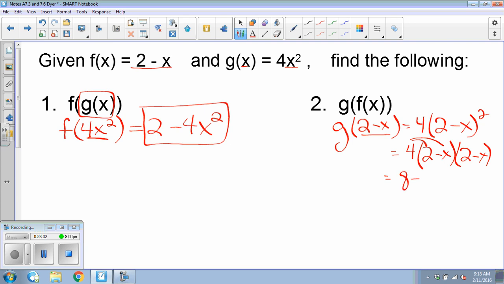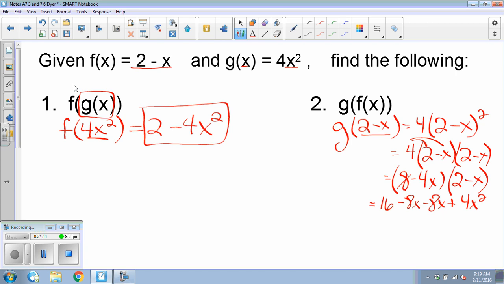Okay? So that's 8 minus 4x. When I distribute the 4, it's 8 minus 4x, and then times 2 minus x. In chapter 6, we just did this. We just distributed this stuff. So now, first we distribute the 8. That's 16. 8 times negative x is minus 8x. Now we distribute the negative 4x. So minus 8x, and negative 4x times negative x is positive 4x squared.